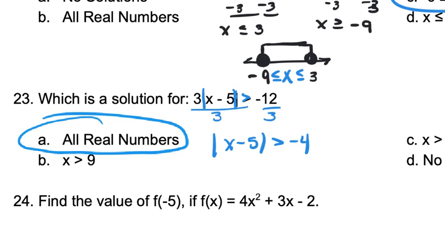Notice this would be way different had this been, when is it less than negative 4? In that case, we'd say never, because again, only positive numbers come out, and no positive number is less than negative 4. So this would be no solutions.